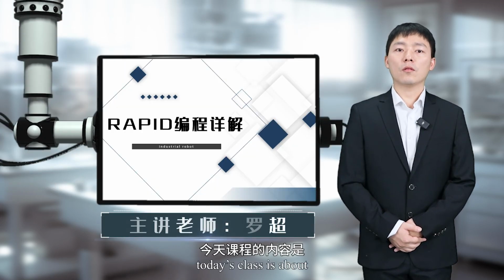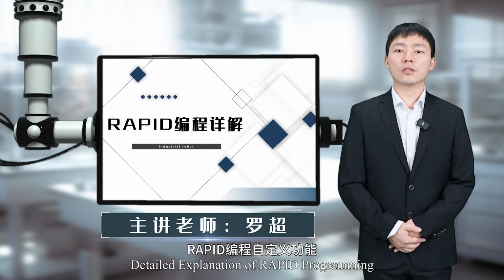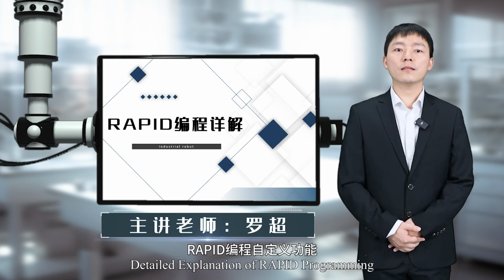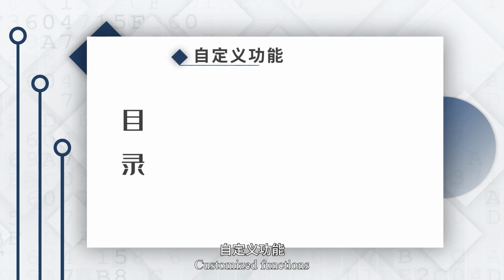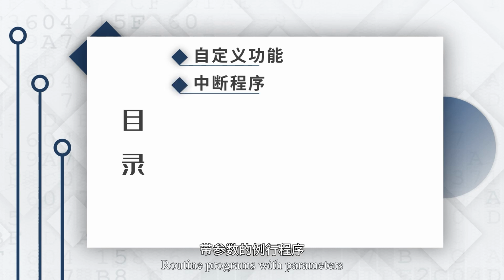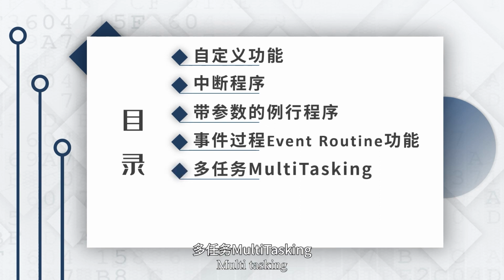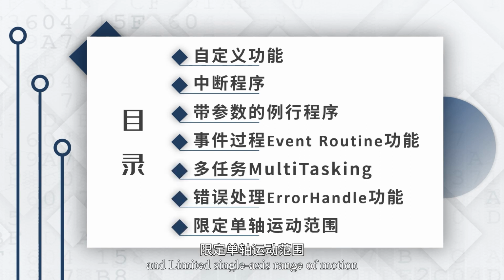Hi everyone, today's class is about detailed explanation of RAPID programming. The contents of today mainly include customized functions, halting program, routine programs with parameters, event routine, multitasking, error handle, and limited single-axis range of motion.